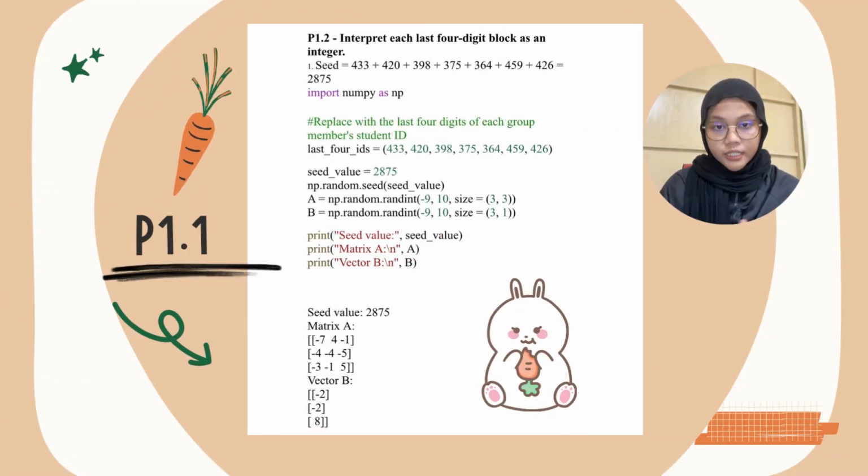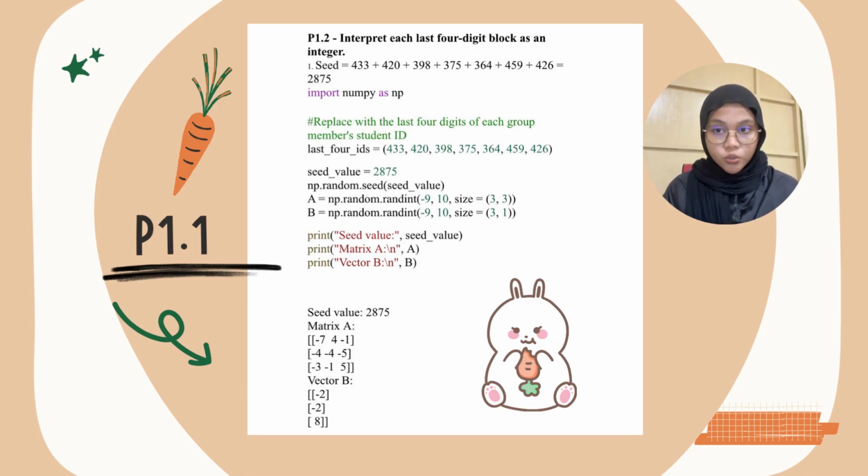So the next slide is seed, matrix A and vector B. Each set of the last 4 digits is treated as an integer and summed to obtain the seed value. The total sum is 2875, which is used as the seed in Python. Using the NumPy library, we set this seed so that the random numbers generated remain reproducible.